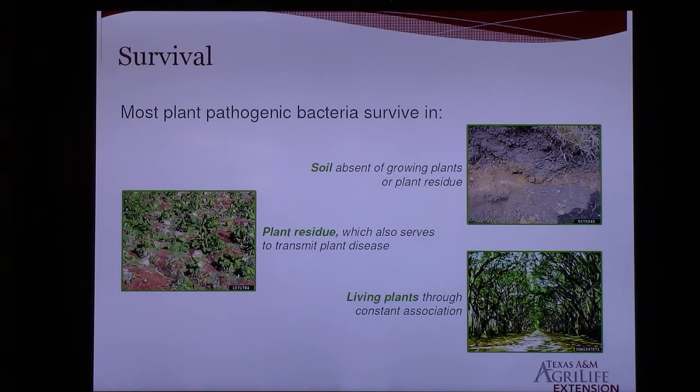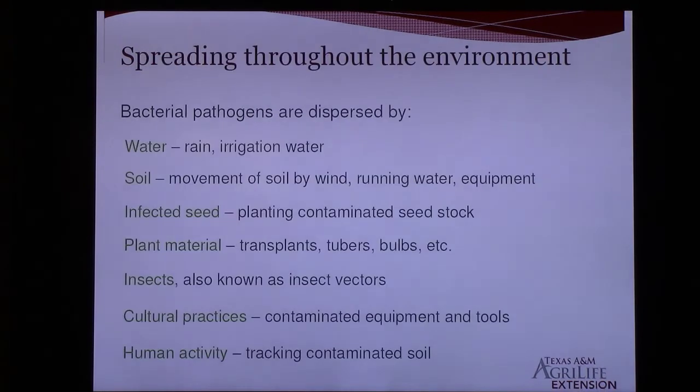And then also that bacteria can survive in living plants as well. So bacteria pathogens are spread in many different ways. With fungi, we said it was dispersed by wind, by water, and by animals or insects. With bacteria, they can also be spread by water. So either by rain or by irrigation, they can be washed off and moved to other plants.